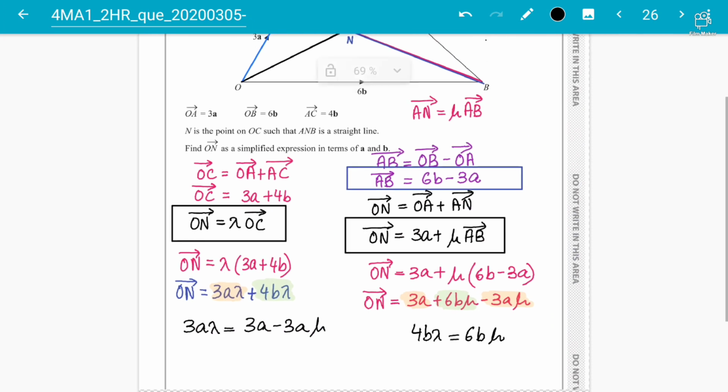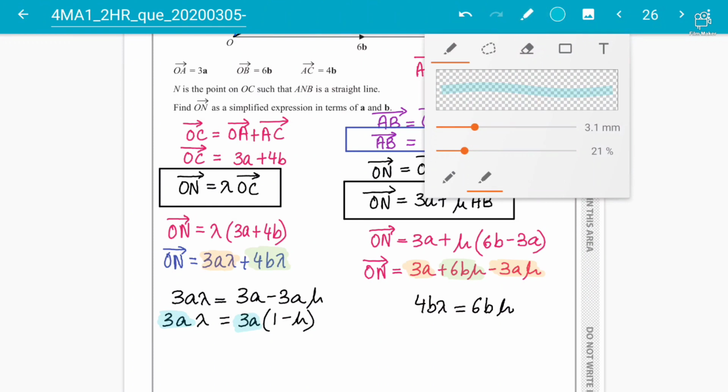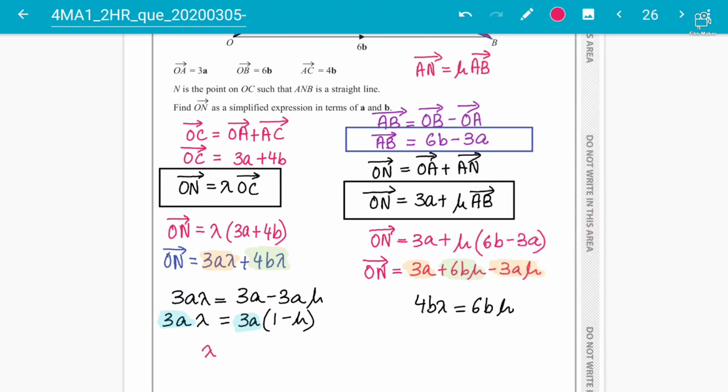You take out a and b as common. Here you take out 3a common, so I'm getting 1 minus mu times 3a. So 3a cancels out, and we got it, students, that lambda is equal to 1 minus mu. Understandable, everyone should be getting this. And here as well, b and b cancel out, so I can say that lambda is equal to 6 mu over 4, and that can be turned into 3 mu over 2, since 2 threes are 6 and 2 twos are 4.